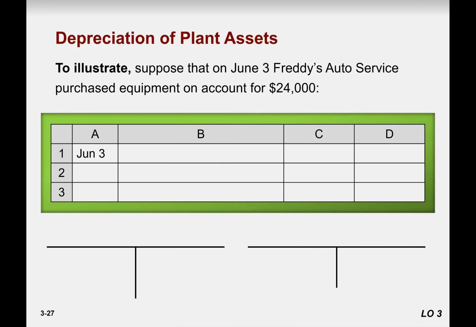Suppose that on June 3, Friday Auto Service purchased equipment on account for 24,000. What is the entry? You purchased equipment on account. What is the journal entry? Anyone? Ploy? Is it cash and accounts receivable? What is the entry?